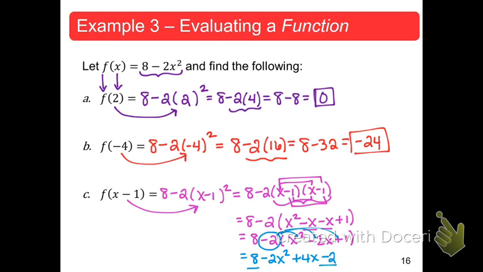And then my last step, I have like terms here. And we like our x squared to be written first. So I'm going to go ahead and put that negative 2x squared. And then I had a 4x, put them in descending order. And we got 8 minus 2, which is positive 6. So there's my answer for part C.